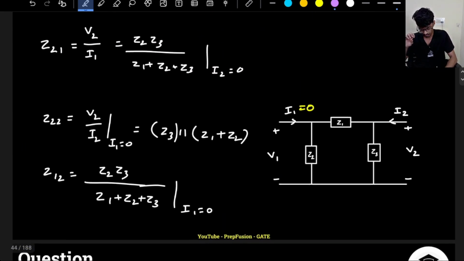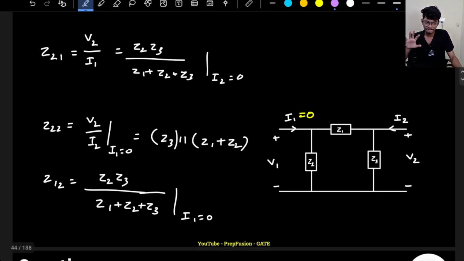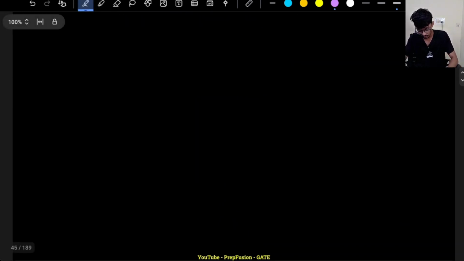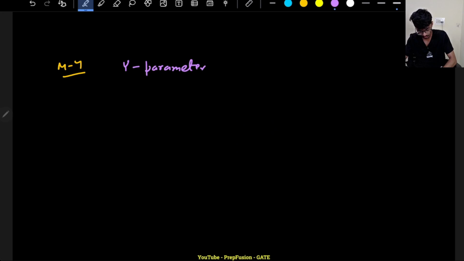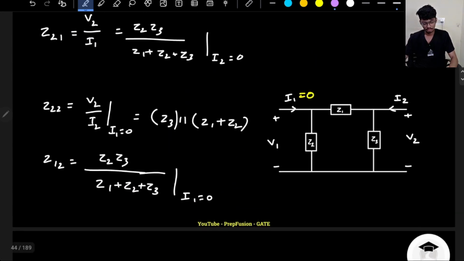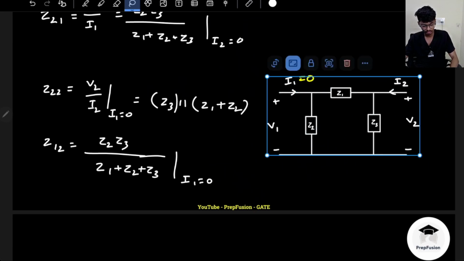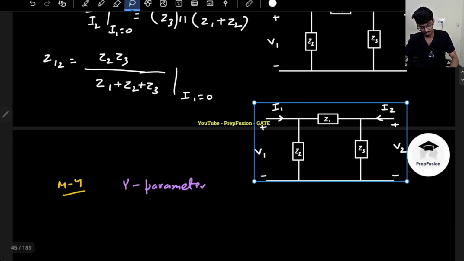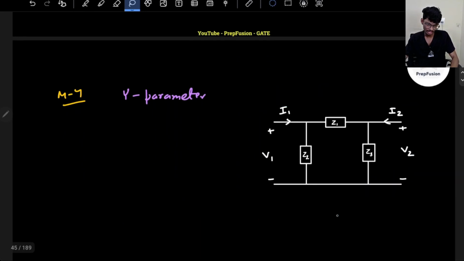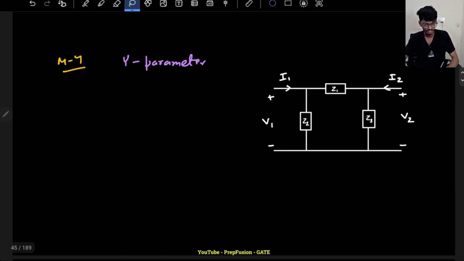So this was the way to find them, and another way is there that we will learn, method 4, the last method, which is using Y parameters. This we will learn later on. Finding out the Y parameters for a pi network is much easier, just like for a star network or a Y network, finding out the Z parameters is very easy. Same applies here. Don't worry, later on we will learn this.